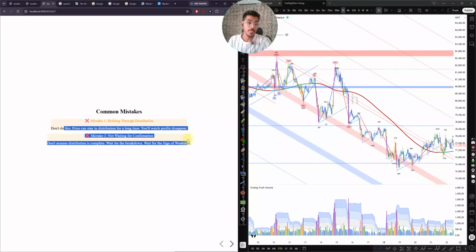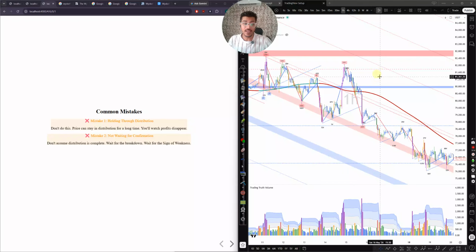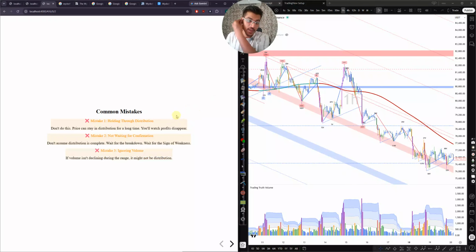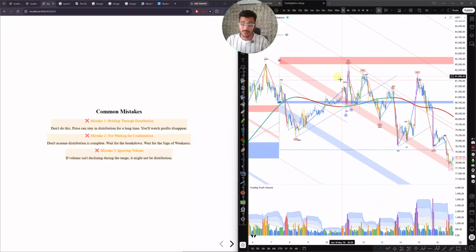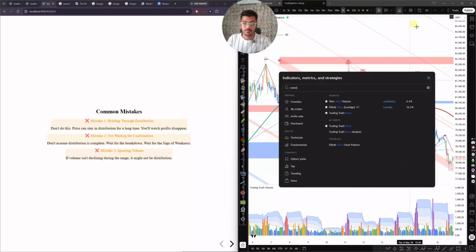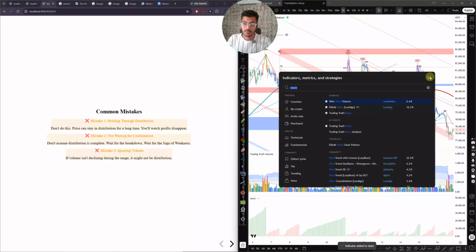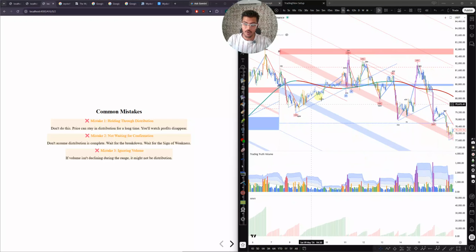Okay. Mistake number two, not waiting for confirmation. Don't assume distribution is complete. Wait for the breakdown, wait for the sign of weakness, and then you can take the trade. Mistake number three, ignoring volume. If volume isn't declining during the range, it might not be distribution. So you can actually see that here. Let me put on the wave volume. You can see volume.